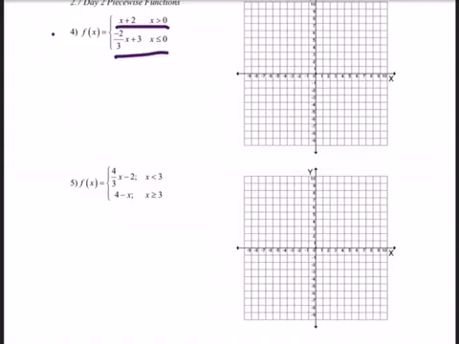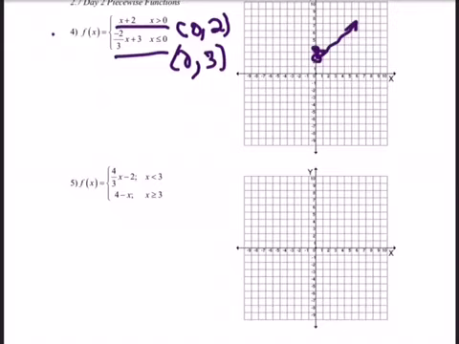Alright, so let's hope your graph looks the same as mine. I'm going to have the point (0, 2) open, and all the values bigger have a slope of 1. And then if I plug in 0 here, I should get out 3, and that'll be closed.